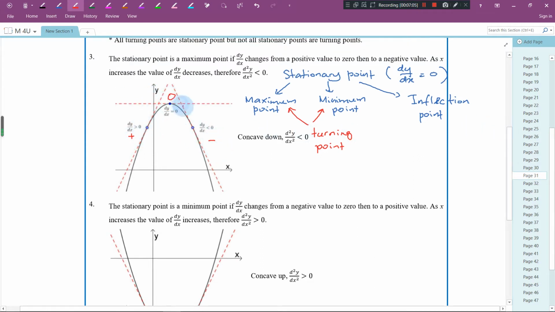So this is a maximum point, because this is decreasing, right? The gradient of the tangent. That's why the d2y dx squared is less than 0. So if you don't want to use the first derivative test, you can look at the value of d2y dx2 at the turning point or at the stationary point. If it is less than 0, that means that is a maximum point.